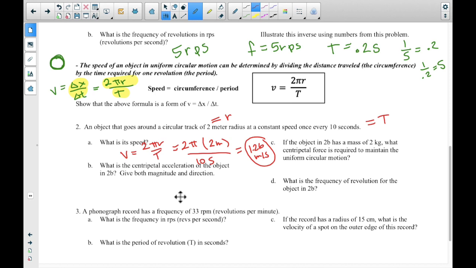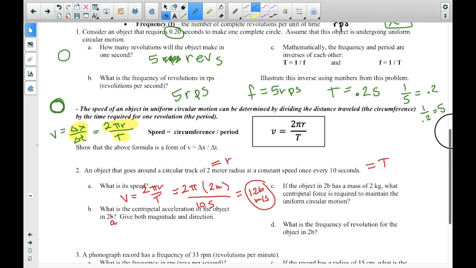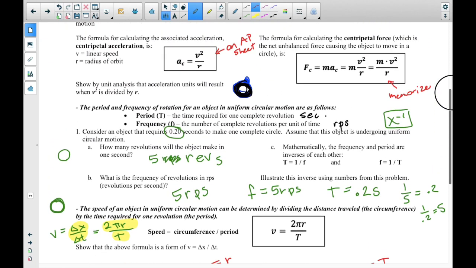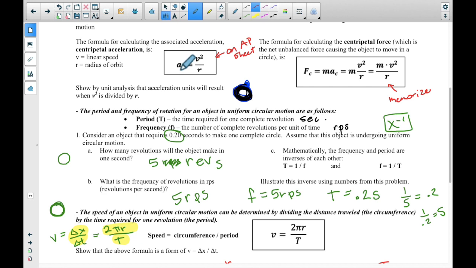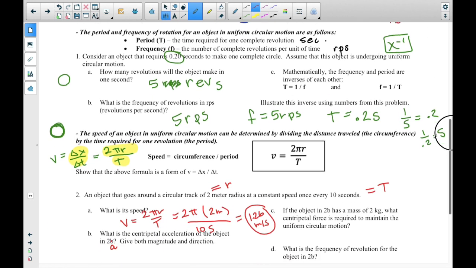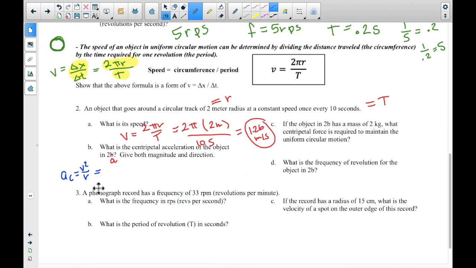Now the next question, what is the centripetal acceleration of the object? It says in 2b, we're talking about 2a. So we do have that formula up here. I kind of skipped over it because we don't use it very often, but we do use it. Acceleration is v squared over r. We just found the v, so v squared over r is 1.26 meters per second, squared, and the radius is 2 meters.